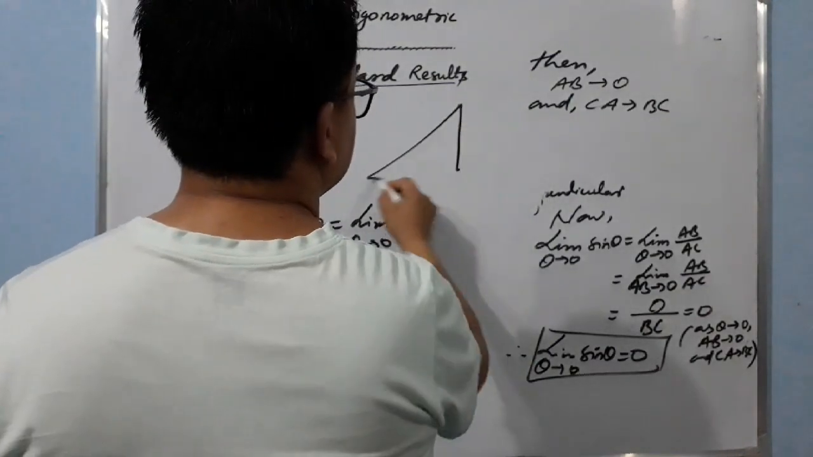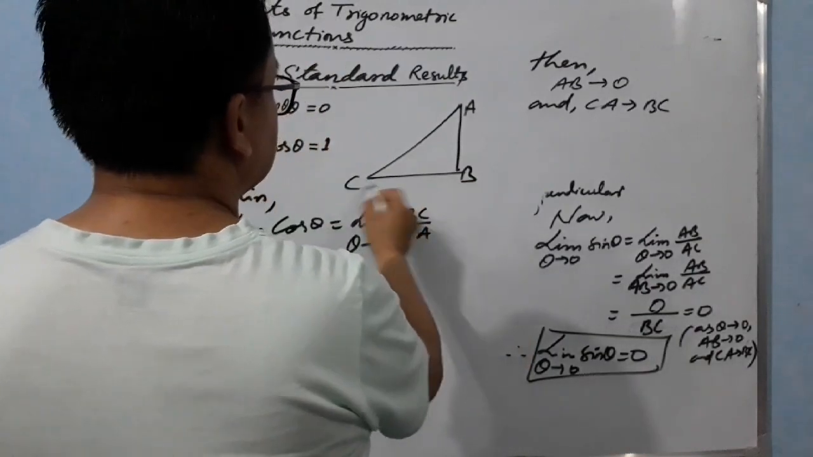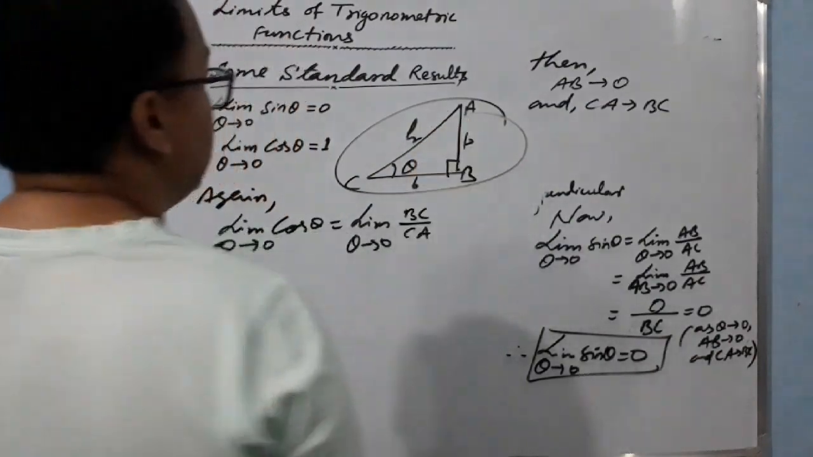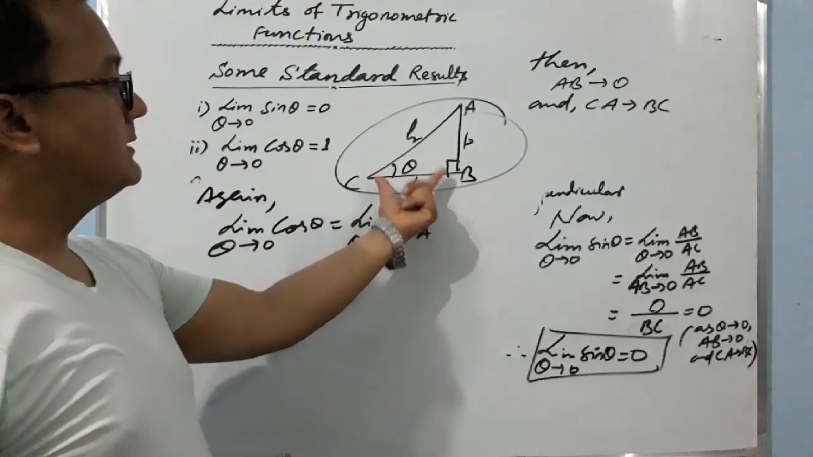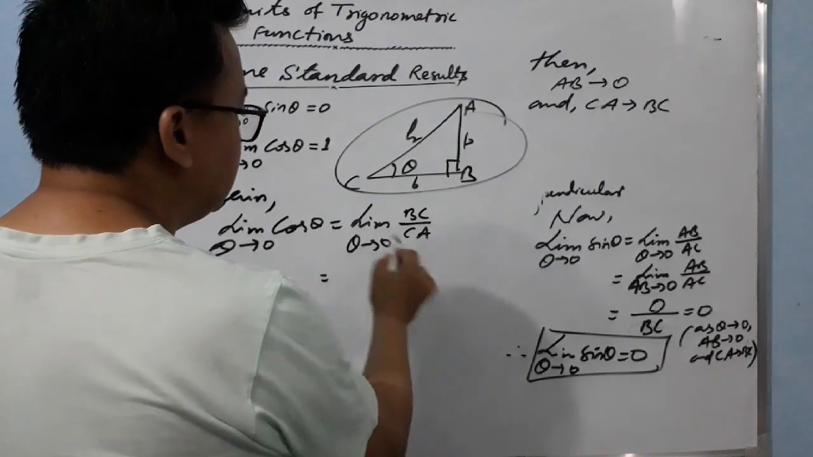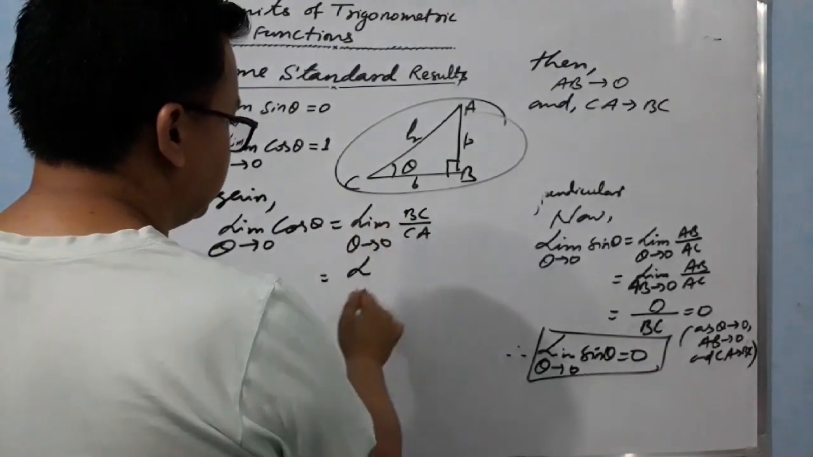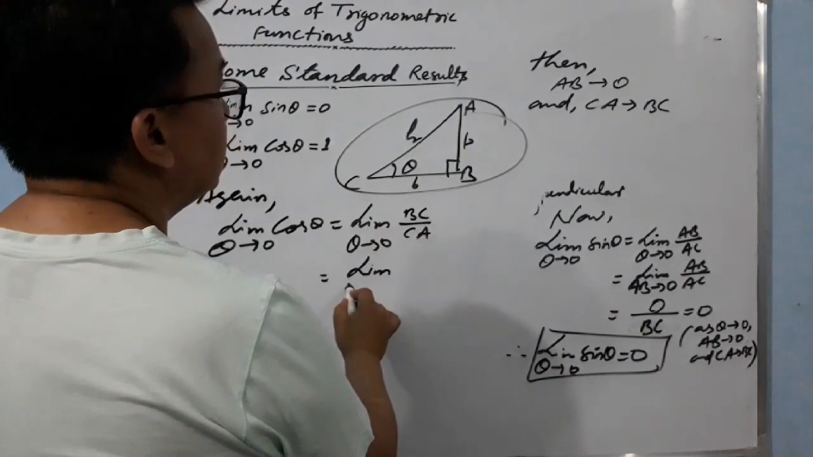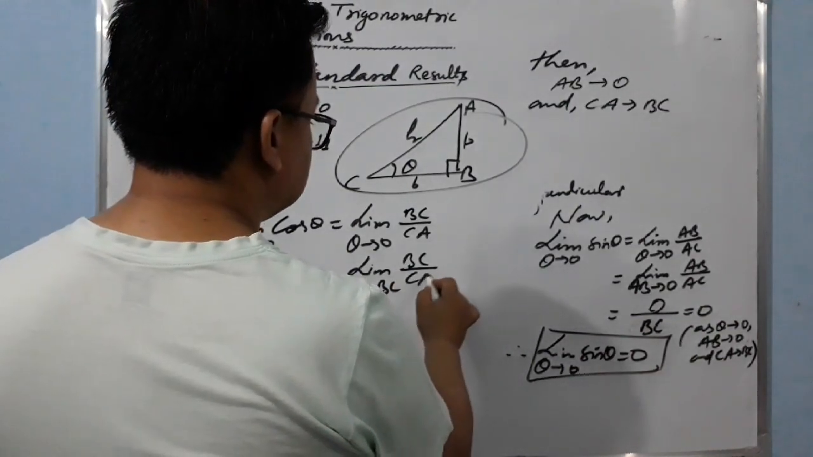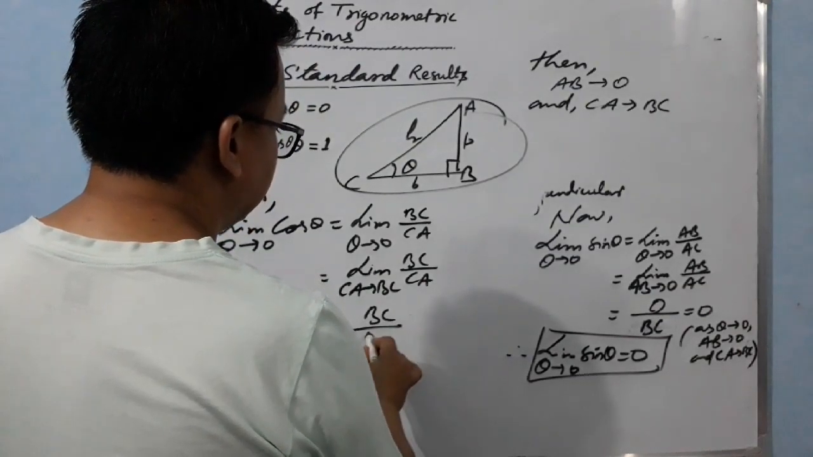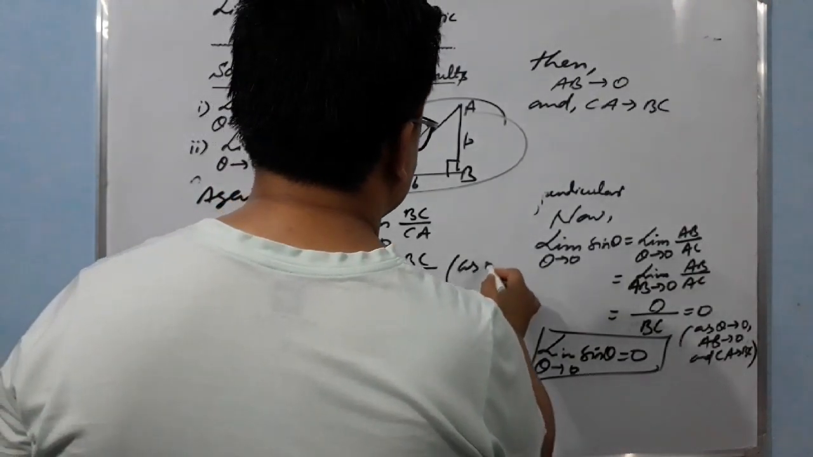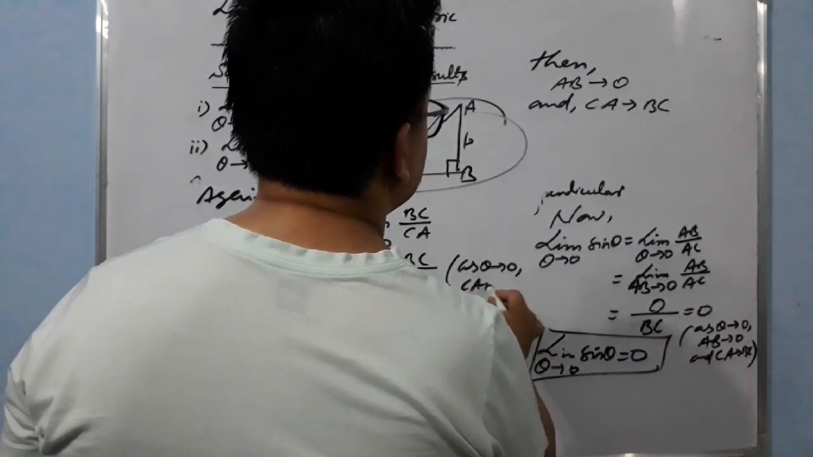Again, I'm making a diagram here. You can see A, here B, here C, here 90 degrees, and this one is theta. This is the perpendicular, this is the base, this one is the hypotenuse. Cos theta means base upon hypotenuse, so BC upon AC. When theta tends to 0, CA tends to BC. So BC upon CA is equal to 1, as theta tends to 0, then CA tends to BC.